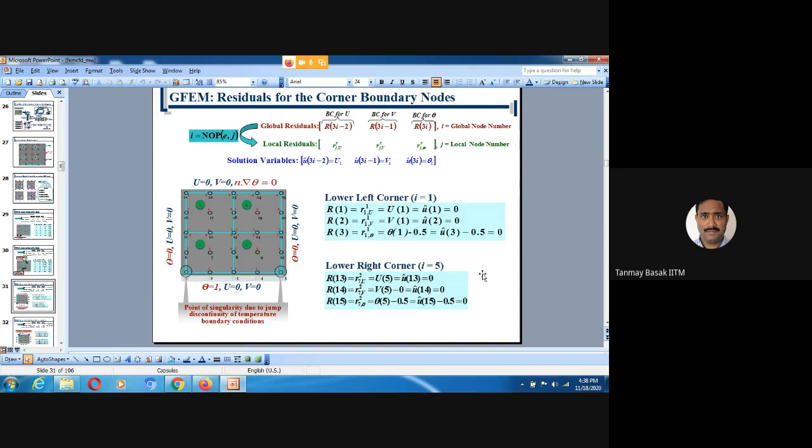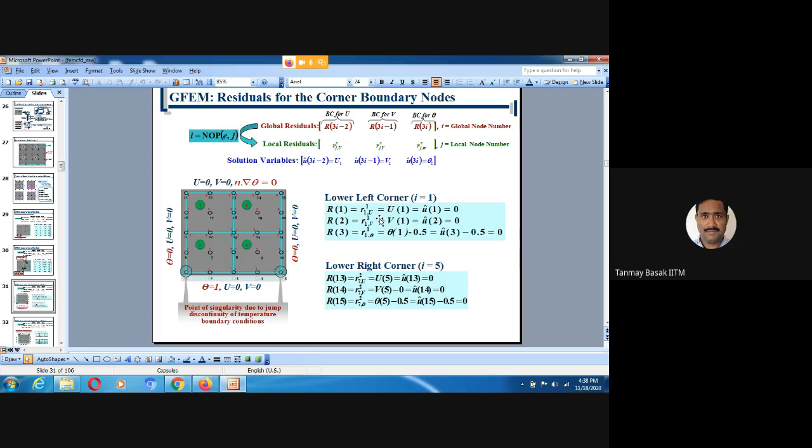So we are now constructing the residuals for the corner boundary nodes. These are the corner boundary nodes, and here is a hot wall, so dimensionless temperature equals 1, and we also have the no-slip boundary condition. That means capital U equals 0, that is, dimensionless velocity of x component is equal to 0, and dimensionless velocity of y component equals 0, and that would lead to the homogeneous Dirichlet condition.